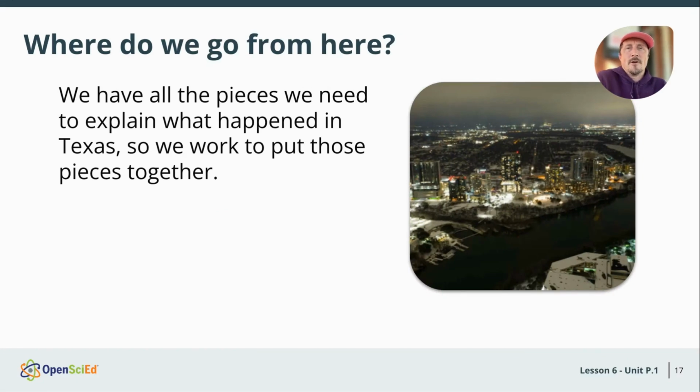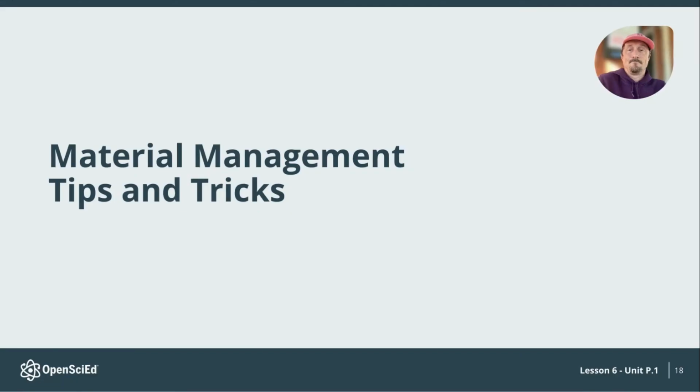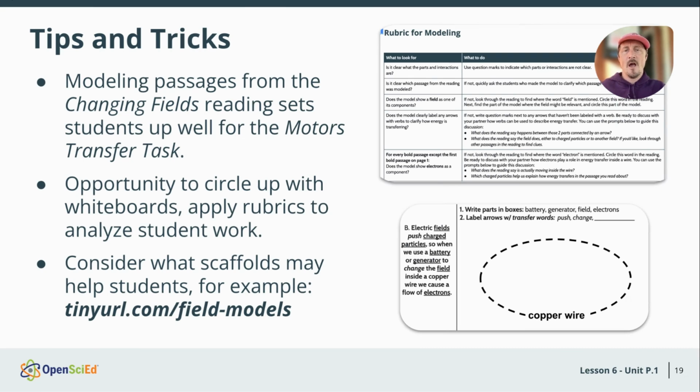Where do we go from here? In lesson 7, we try to put the pieces together to explain what actually did happen in Texas and why some people lost power, why some people were affected differently than others. Some tips and tricks about how to use materials here. Modeling passages from the changing fields reading is great practice for the motors transfer task.